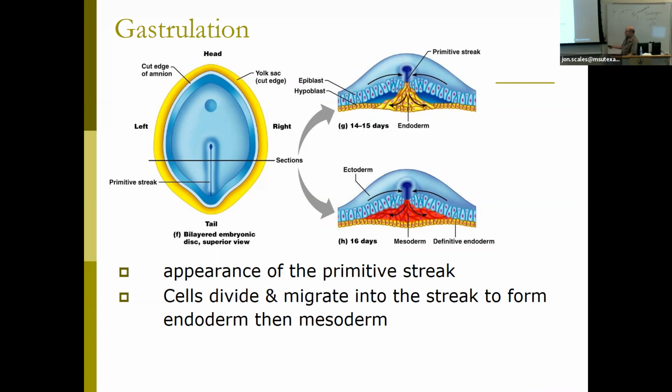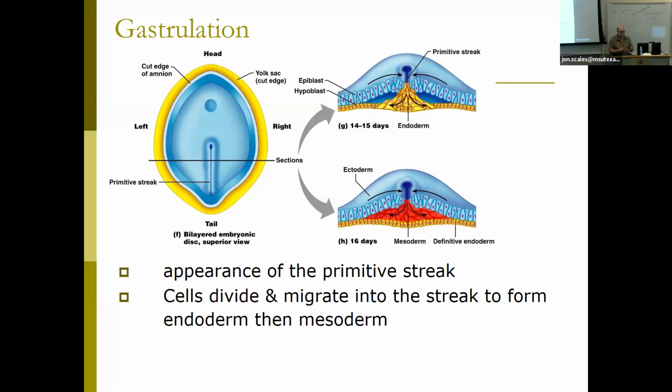The hypoblasts are now termed endoderm, inner layer. And the middle layer of cells that wedges itself in there is known as the mesoderm, the middle layer. So this process is called gastrulation. This is the process of gastrulation.